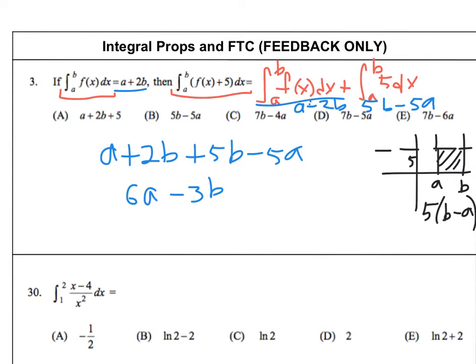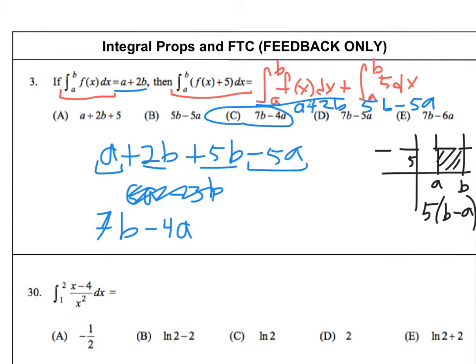And I don't see that anywhere. I wonder if I added wrong. And I totally did, because I combined the wrong like terms. Because a plus negative 5a is actually negative 4a, and 2b plus 5b is actually 7b. I combined a's and b's. Woohoo!